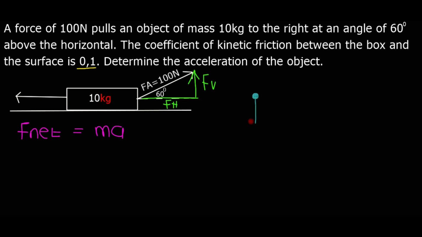We have gravity, which is downwards, and then a normal force which is perpendicular to the surface. We have friction, which is the kinetic friction, from the coefficient of kinetic friction. The frictional force is in the opposite direction because this object is moving to the right, and then our force applied is in this direction.